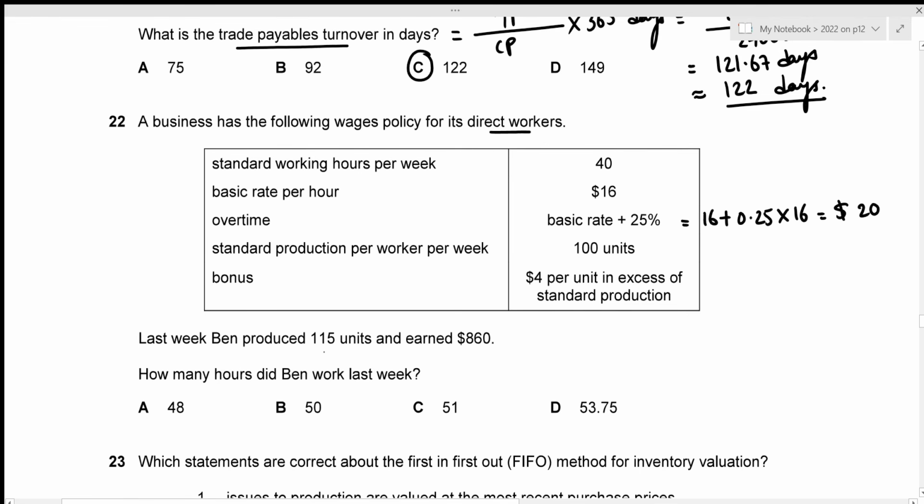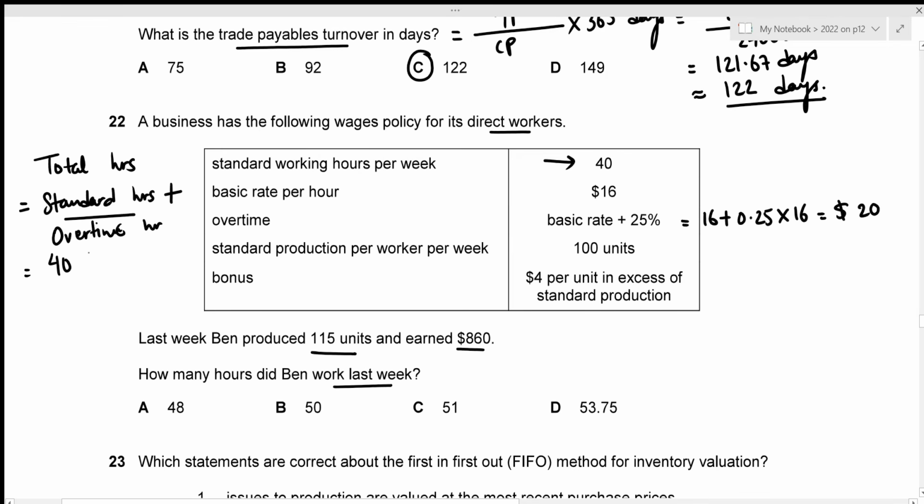Then last week, Ben produced 115 units and earned 860. We just need to figure out how many hours did Ben work last week. So we are trying to figure out the total hours that Ben worked. And this total hour is going to include the standard hour and the overtime hour. And we already know that the standard hour is 40 per week, right? So the total hour is going to be 40 plus overtime hour. And we're now trying to figure out the overtime hour.